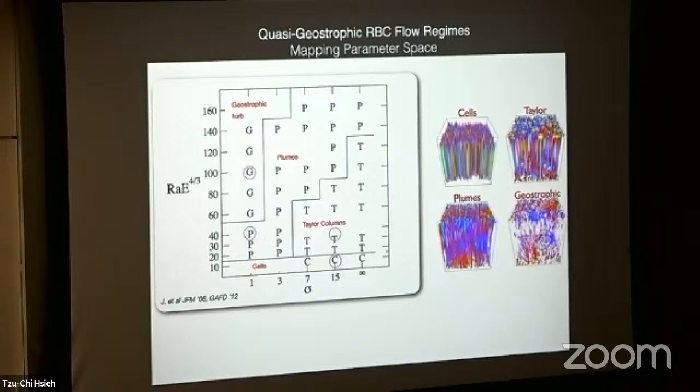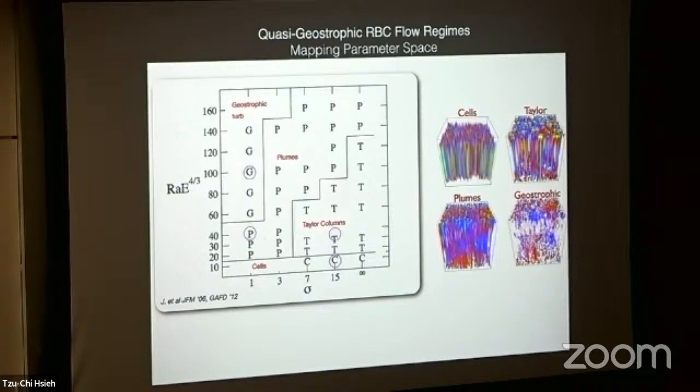So in some sense, these are complementary. This is a complementary effort that helps the experimentalists understand some of the solutions they have. There are 4 types of flow morphologies we see as we increase the Rayleigh number: cells, convective Taylor columns, plumes, and then geostrophic turbulence as a final state for these solutions. And we can see how they're mapped out with the Prandtl number here.